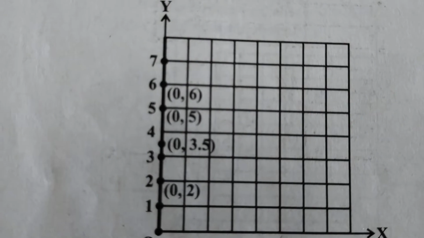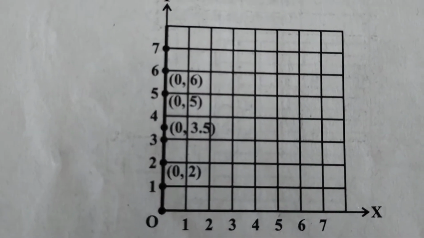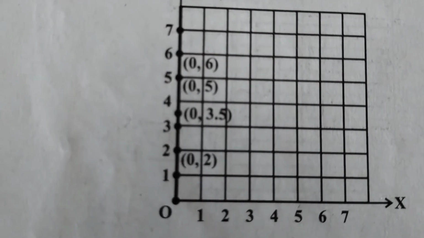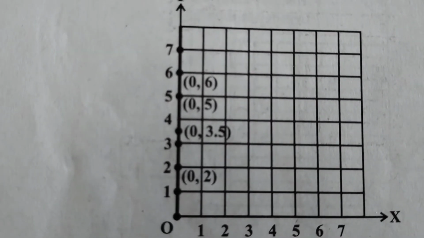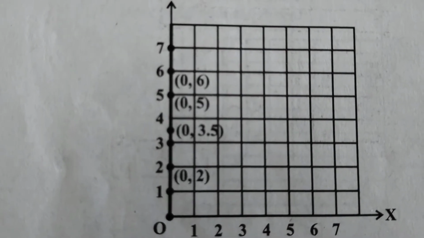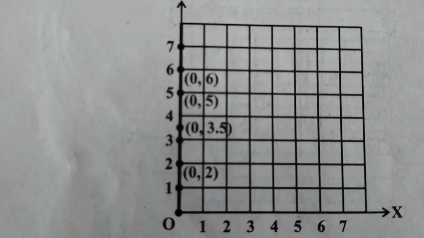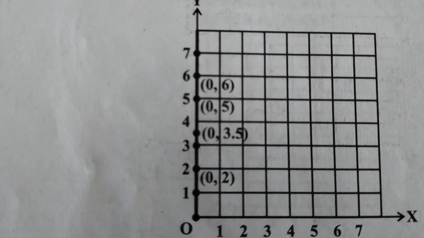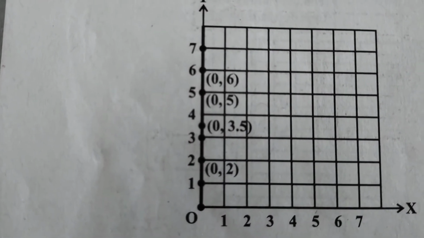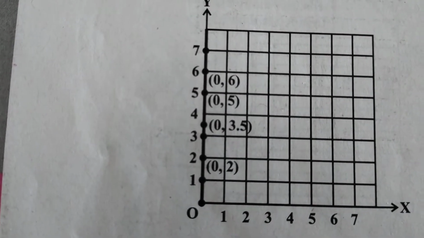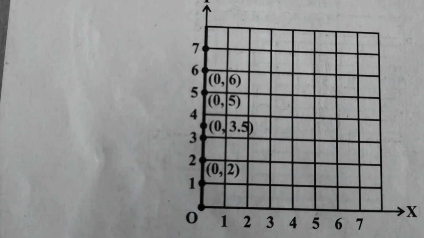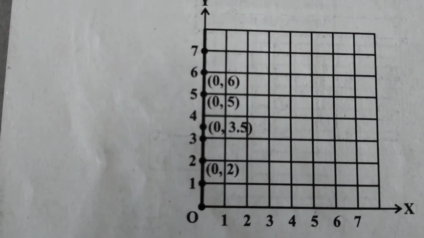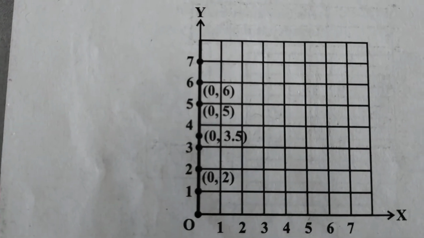Let us see some points, how to plot them in the graph. On the x-axis and y-axis, the values have been taken 0, 1, 2, 3, and 1, 2, 3, 4, 5, 6, 7, and here also. See the points they located: 0, 2. On the x-axis 0, y-axis is 2. Then 0, 3.5, 0, 5, 0, 6. So if you join them, you are getting a straight line on the same axis. So this is called a linear graph.